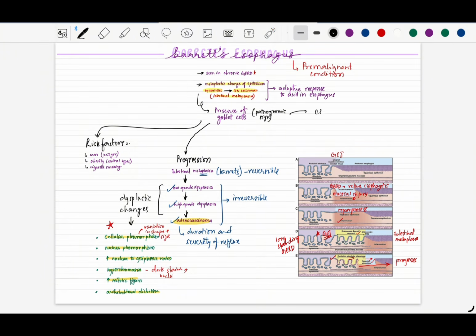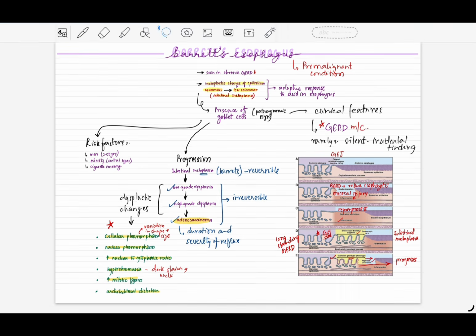Let's also discuss the clinical features associated with Barrett's. Since it is seen in chronic cases of GERD, the patient most commonly presents with all the symptoms of GERD that we discussed in the previous video, such as retrosternal burning sensation, water brash, regurgitation of food. However, in very few cases, rarely, a patient may present with silent features, which means that it is an incidental finding. However, presenting with GERD is going to be the most common feature.